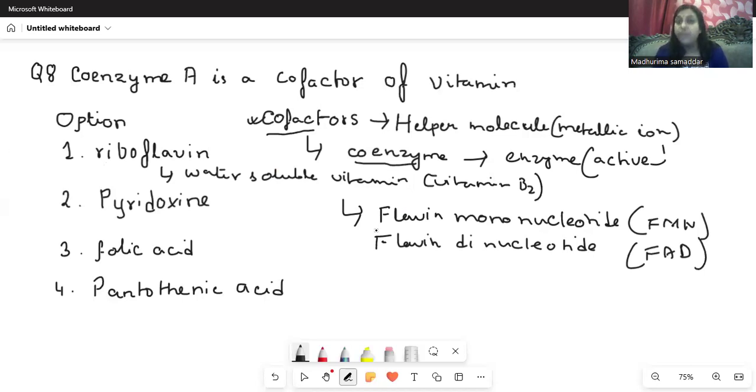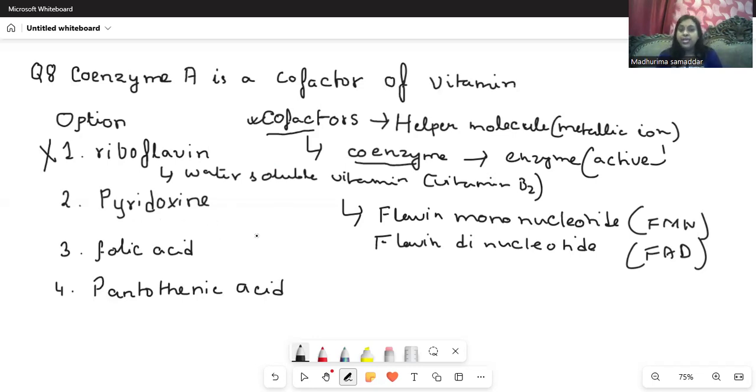It is very important. These are essential for carbohydrate, protein, and fat metabolism. So flavin mononucleotide and flavin dinucleotide are very, very important, but they are not coenzyme A. So this option is wrong. Riboflavin's cofactors are FMN and FAD. Okay, let us go to pyridoxine.